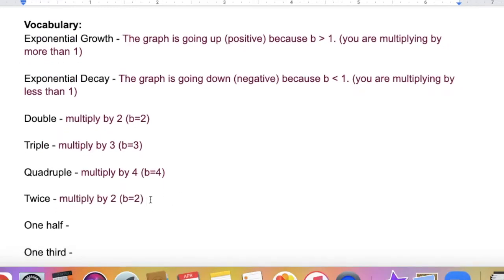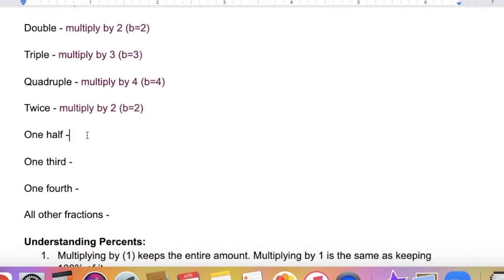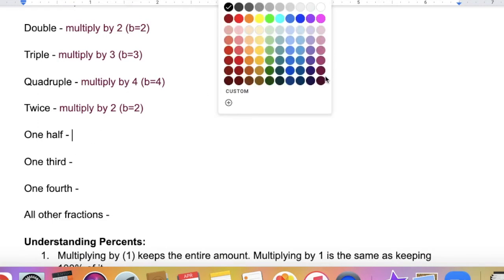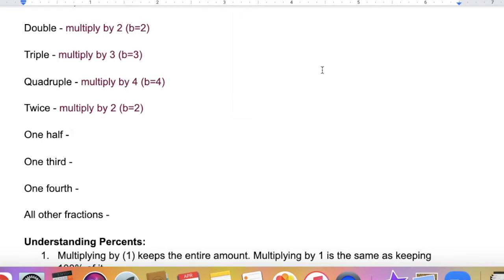For things smaller than 1, like fractions, they might say take half of it, which is like 50%, or the same thing as dividing by 2. So 1/2 is like multiplying by, and you can either do the fraction 1/2, or you could also write it as 0.5 for the decimal. So b is going to equal 0.5 or 1/2, depending on how you want to write it.